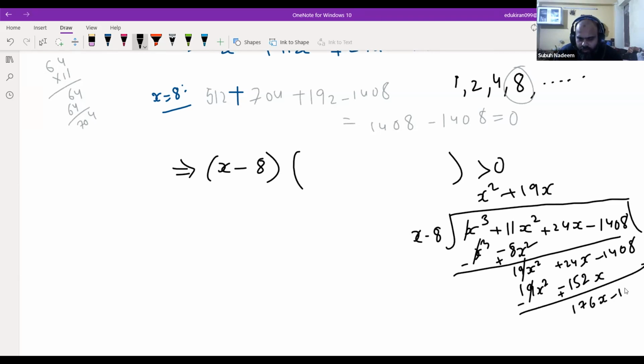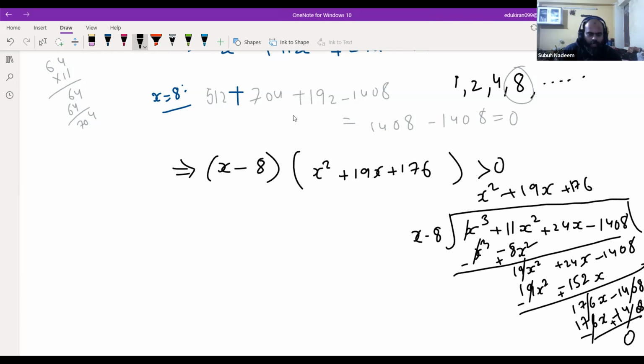So 176x minus 1408. Now you will take 176. So this will be 176x minus 1408, plus minus it will cancel. You have to see your calculations also. You sometimes don't get it. x square plus 19x plus 176.